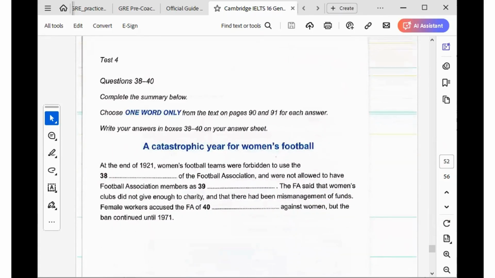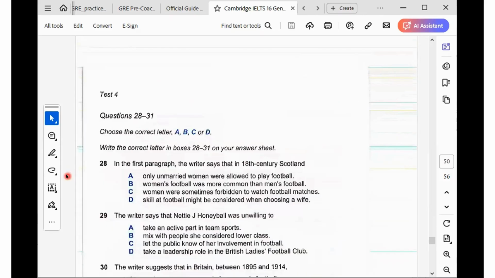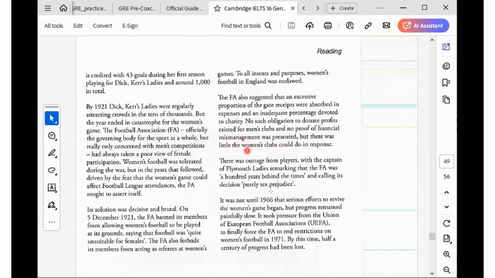Then number 40. The FA said that women's clubs did not give enough to charity and that there had been mismanagement of funds. Female workers accused the FA of dash against women, but the ban continued until 1971. Let me look for 1971 and then go backwards. I see 1971 here. Is there anything like accused here? They didn't talk about accused.